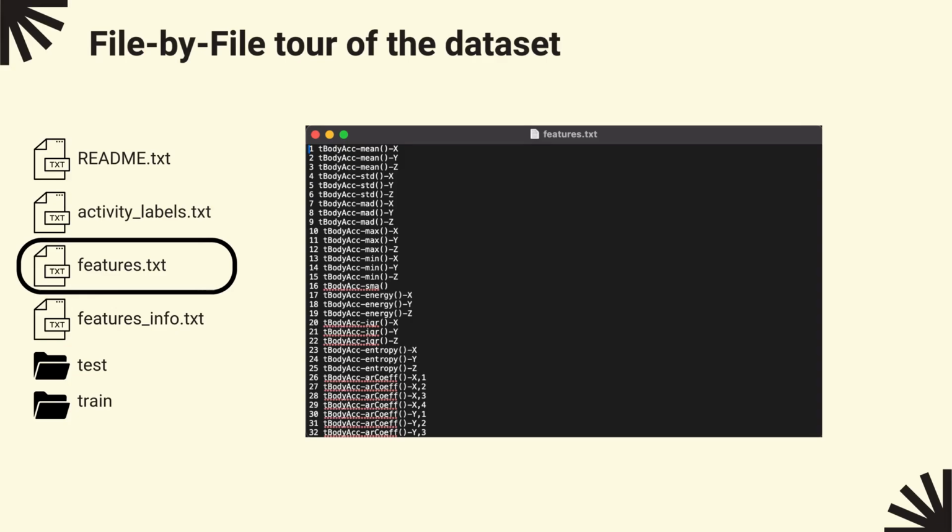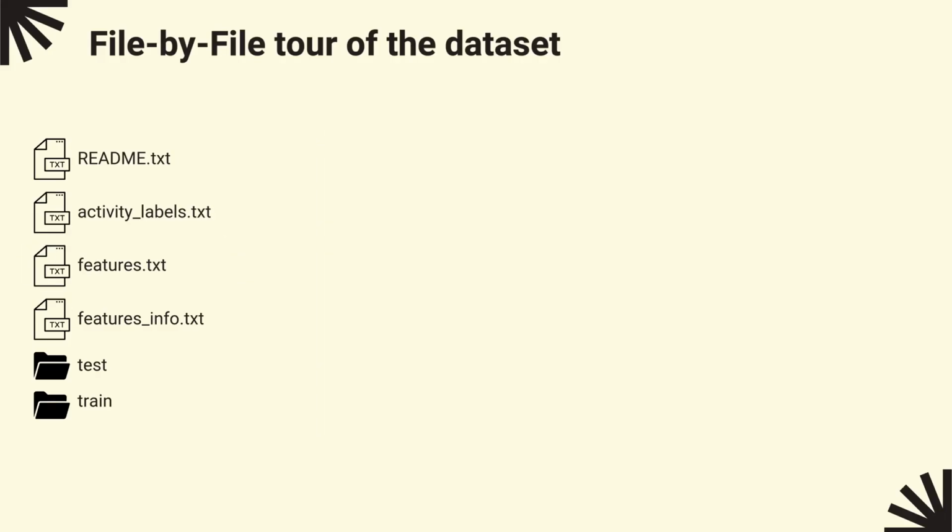In the features.txt file, we have a list of 561 feature names in the dataset, like the example shown here, which is tBodyAcc-mean()-X. We shall discuss the meaning of this in the next file. Why it matters is because each column in X_train and X_test corresponds exactly to one feature here. This file tells you what every column means.